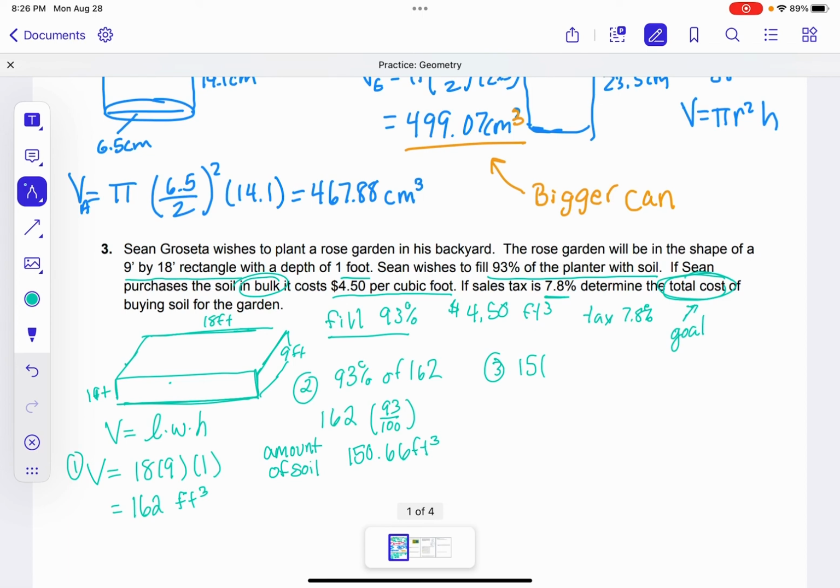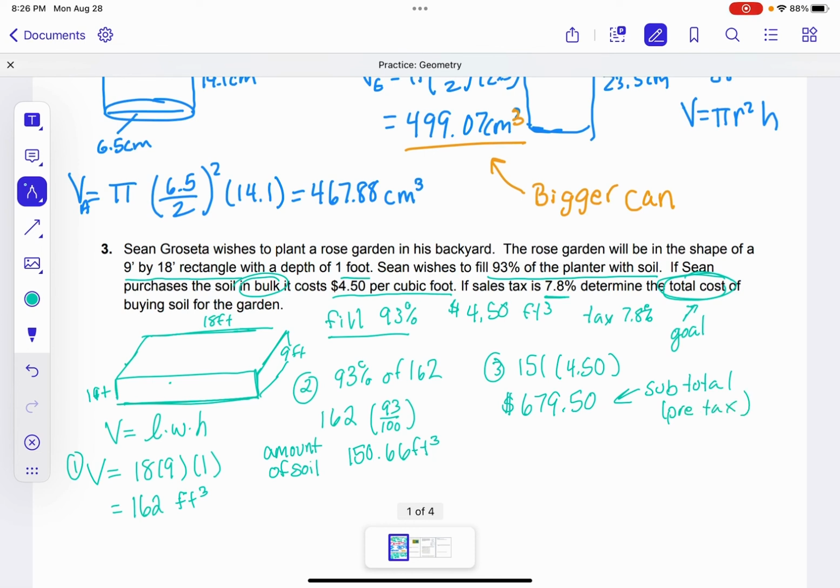And opening the bag, I dumped some soil, and oh my goodness, now I don't have enough soil in my garden. So I did the 151, and then I'm going to times that by 4.50 because that's sort of the cost per cubic foot, and that would get me a total amount of money as $679.50. So this is my subtotal. This is my pre-tax amount. So subtotal pre-tax.